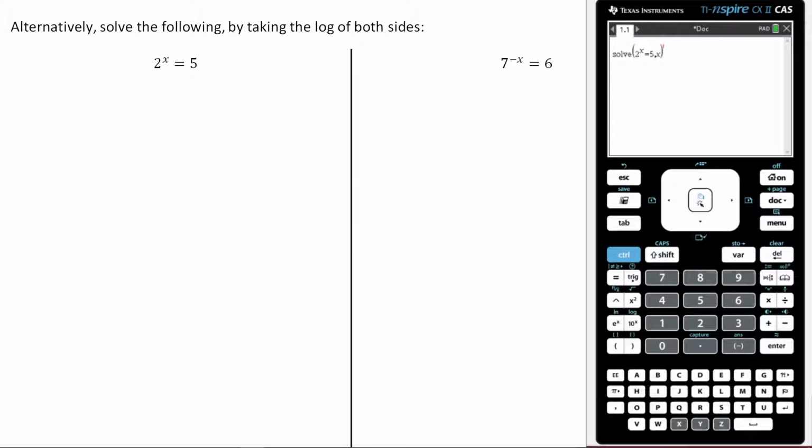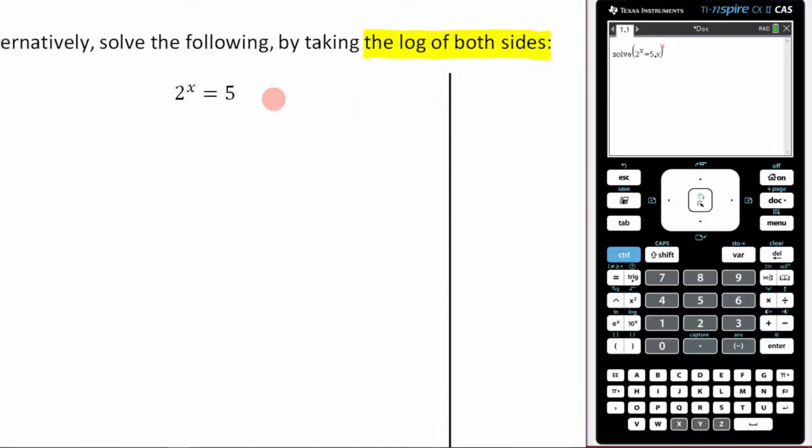We're now going to answer the same questions as we saw above, but this time we're going to be answering it in an alternative way. So alternatively, solve the following by taking the log of both sides. So we're going to be exploring what that means. So let's zoom into our first one here and let's answer it.